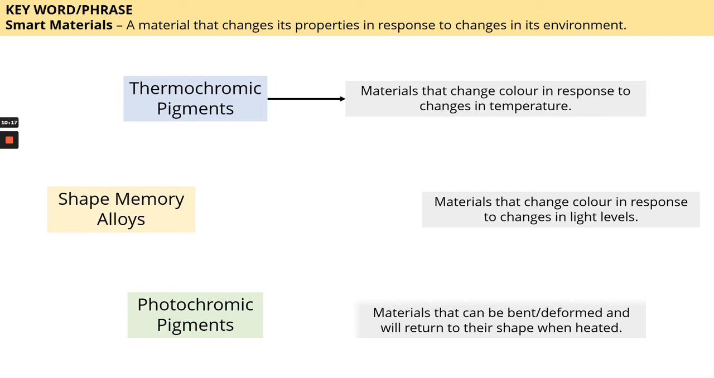Shape memory alloys, which one is it? Is it the second option or the third option? Say it to the screen now. If you said the third option, you are right. They are materials that can be bent or deformed and will return to their shape when heated. That leaves photochromic pigments, that are materials that change colour in response to changes in light levels.